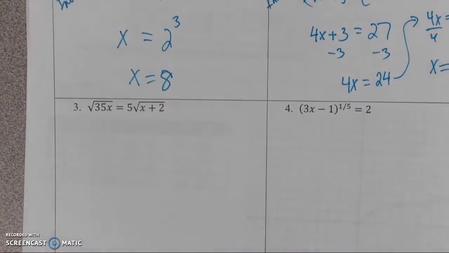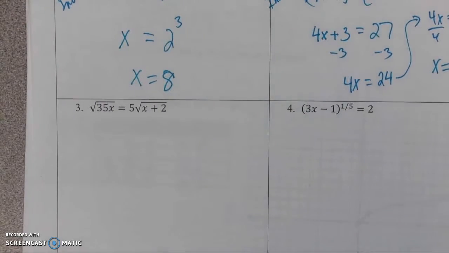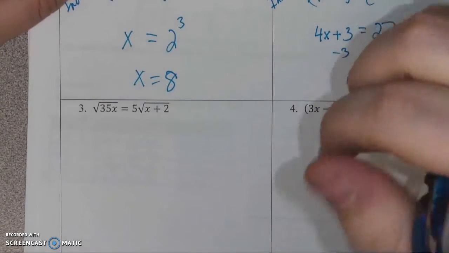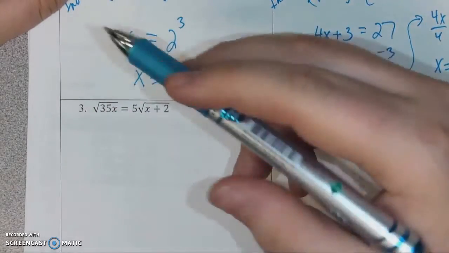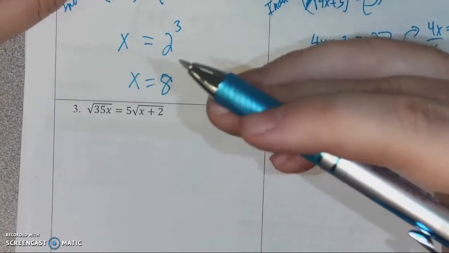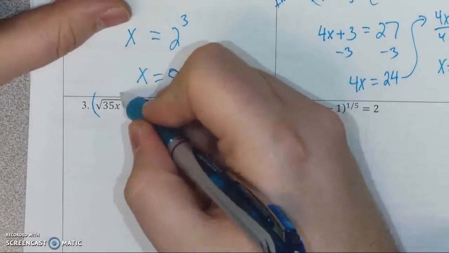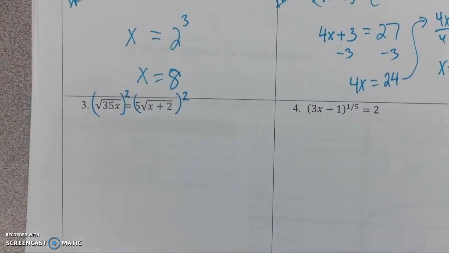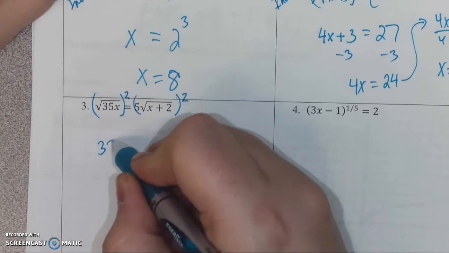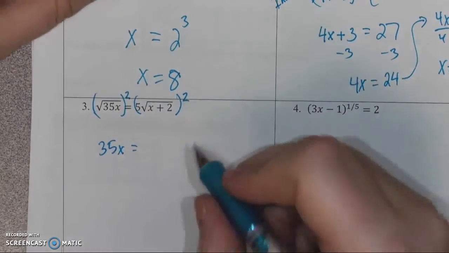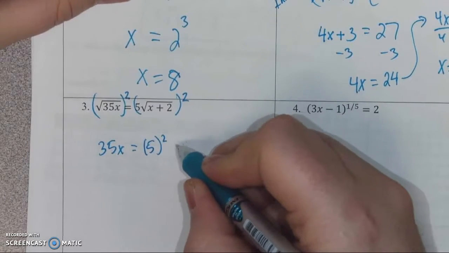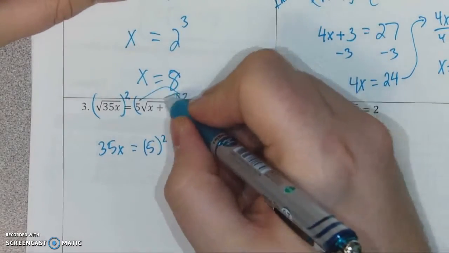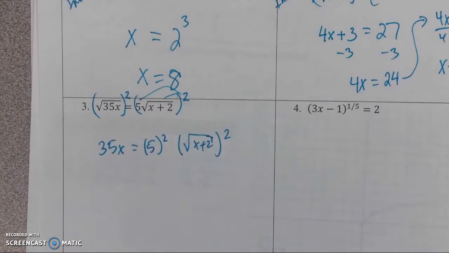Number 3, now you have radicals on both sides of the equation. So what you do in that case, you just raise both sides of the equation to the power of your index. So here my index is 2, so I'm going to raise both sides of my equation to the power of 2. So squaring the left side is going to leave me with 35x. Squaring the right side is going to leave me with 5 squared times the square root of x plus 2 squared. So I'm breaking it apart. I'm just distributing the exponent to each of those two things, to the 5 and to the square root.